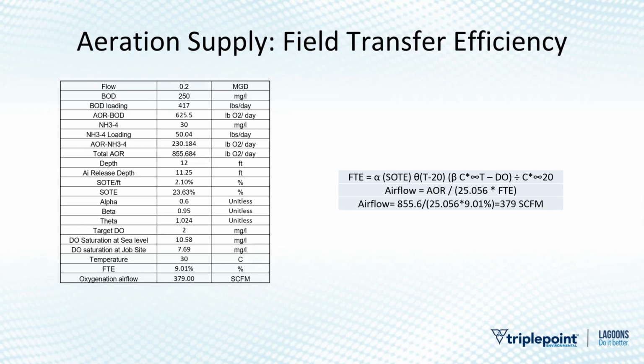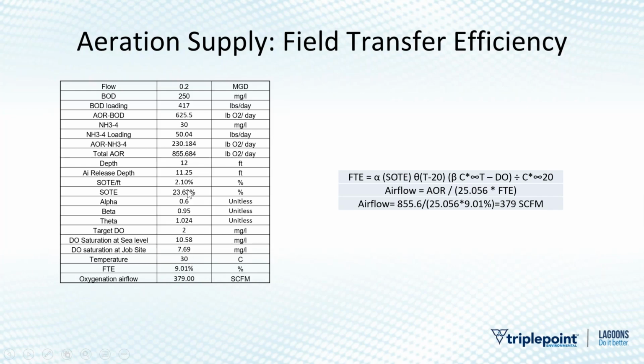Now, when we're pumping that air in, we want to keep in mind the saturation point, because if we're down at sea level, the saturation point might be 10, but up at this site, again, this is fantastical, I'm making it up, we'll say it's 2,000 feet. The saturation at this point is 7.7 milligrams per liter. So it's going to be harder at elevation to get the air into the water. We'll assume it's 30 degrees.